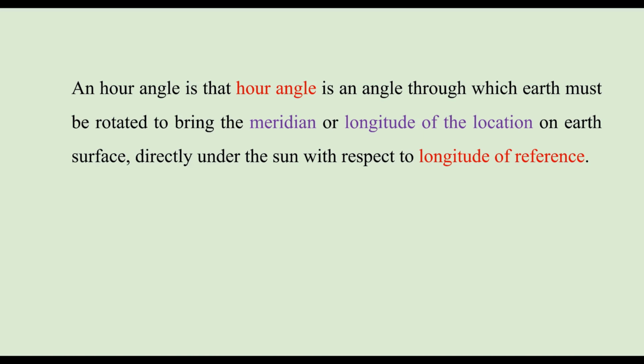Based on the ongoing discussion, we can define the R angle at any instant of time as that angle through which the earth must be rotated to bring the meridian of a location or longitude on the earth's surface directly under the sun, with respect to the longitude of reference. When the R angle is 0, such a condition can be termed solar noon.